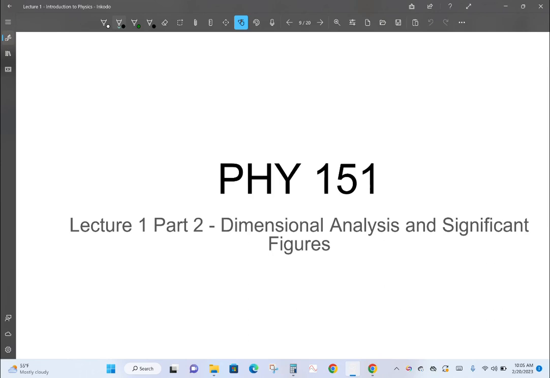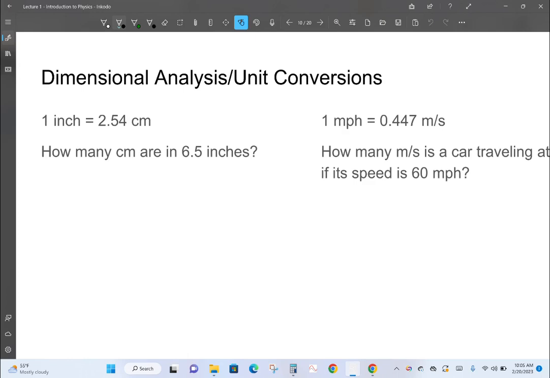A little more in depth and significant figures. So we're going to use dimensional analysis to convert from units to units. To do that, we're going to locate our conversion factor. And a conversion factor can simply be written as a ratio.